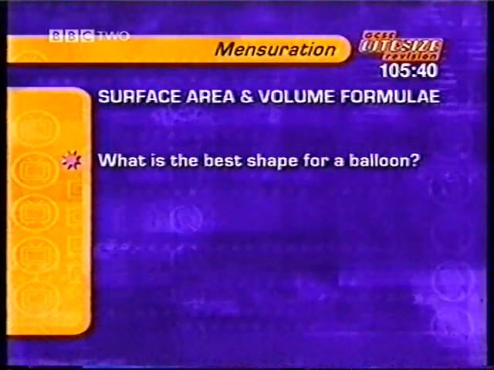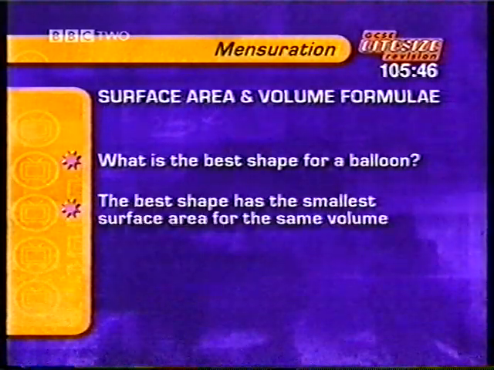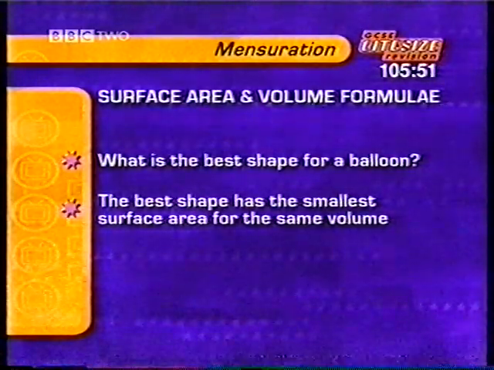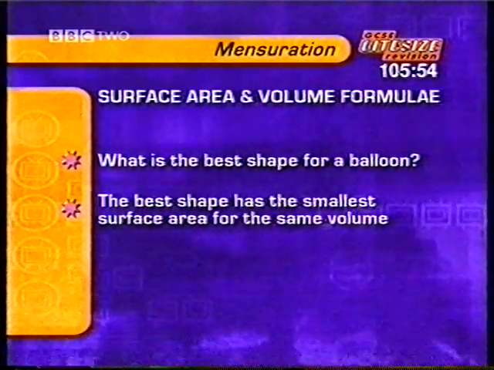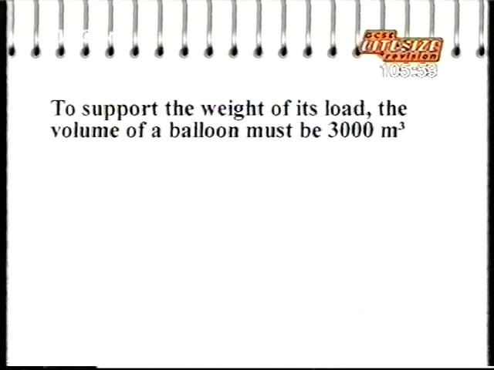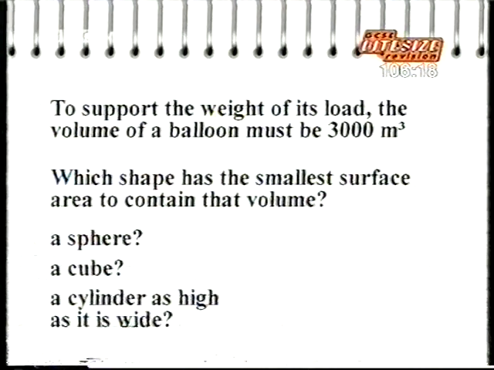So let's investigate the best shape for a balloon. To save material and therefore weight, the best shape for a balloon is one that has the smallest surface area for the same volume. Let's suppose that to support the weight of its load, the volume of a balloon must be 3,000 cubic meters. Which shape has the smallest surface area that can contain this volume? Is it a sphere, a cube, or a cylinder that's as high as it's wide?